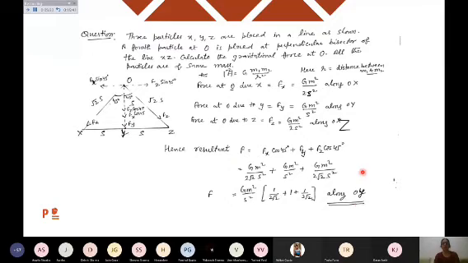Direction is along OY, and the net force I can take by simply adding Fx cos 45 plus Fy plus Fz cos 45. Cos 45 is 1 by root 2. So I'm getting 2 root 2S square. Here also I'm getting 2 root 2S square. And here it is as it is. The total direction is along OY. You can simply leave the things here.